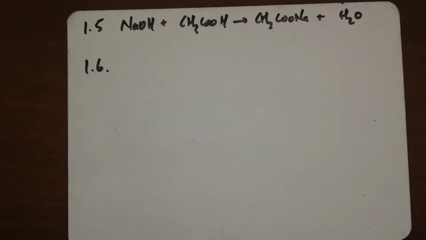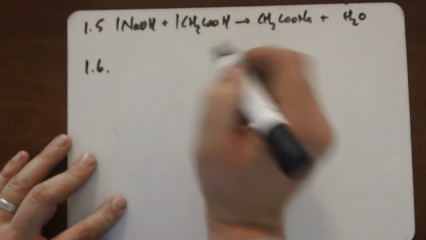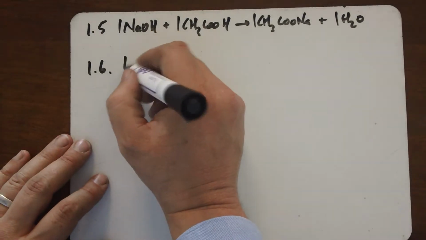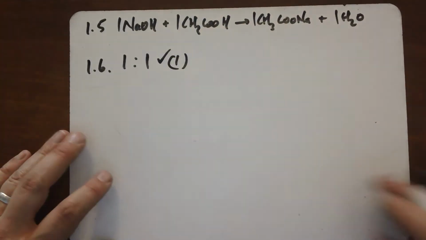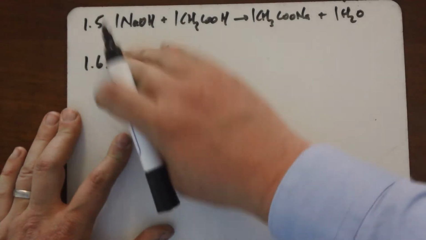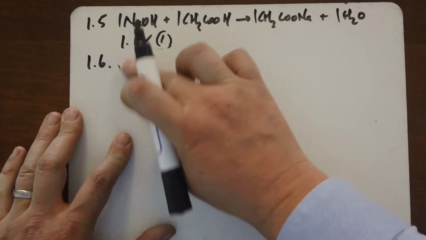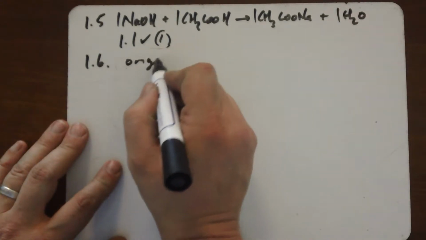So here you need to look at the equation, you need to look at the stoichiometry. Well, for every one of these, it reacts with one of these to produce one of these and one of these. So the ratio is simply 1 to 1. That's a really nice, easy question, that one.